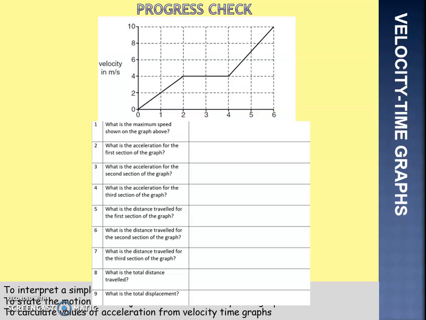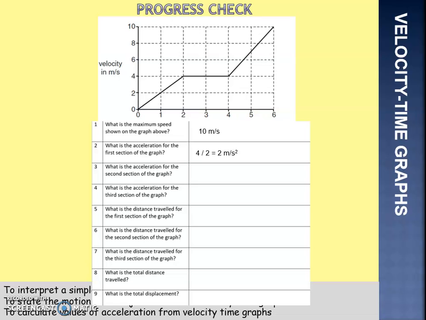Okay, so for number 1, the maximum speed on the graph would be 10 meters per second. That's the highest number that it's reached. What's the acceleration for the first section? So for the first area where it's going up, it's gone up by 4 meters per second, and it's taken 2 seconds to do that. So that's 4 divided by 2, 2 meters per second squared.